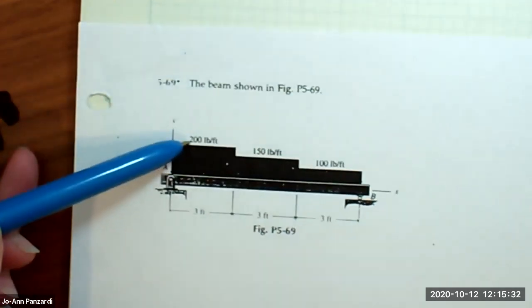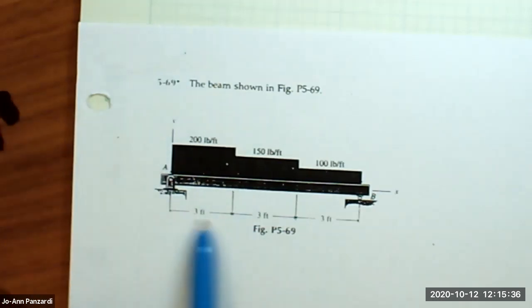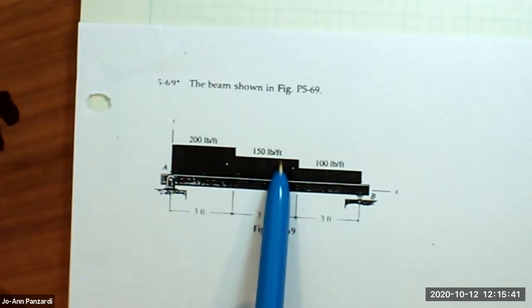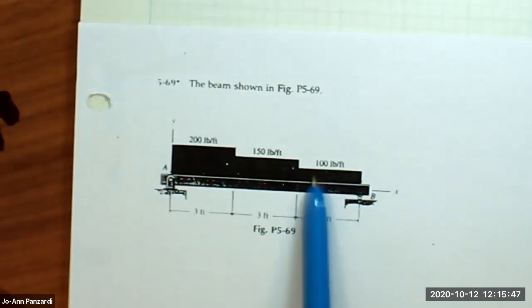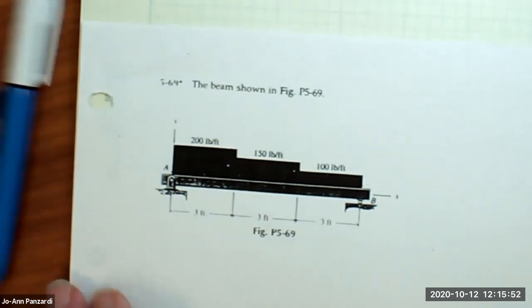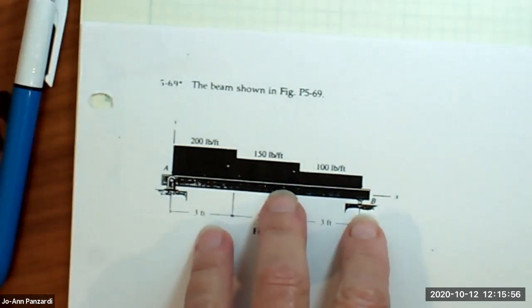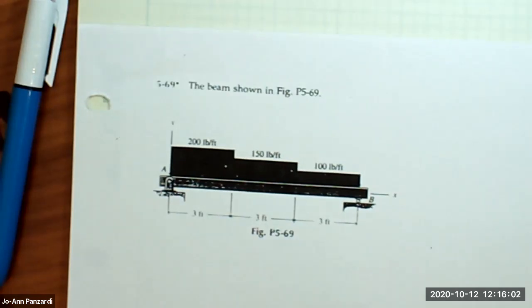I have a 200 pound per foot distributed load over the first 3 feet of the beam. I have 150 pounds per foot distributed over the next third of the beam. And then the last third of the beam has 100 pounds per foot. So how can I make this into a more simplified problem? How do you want to divide this up?